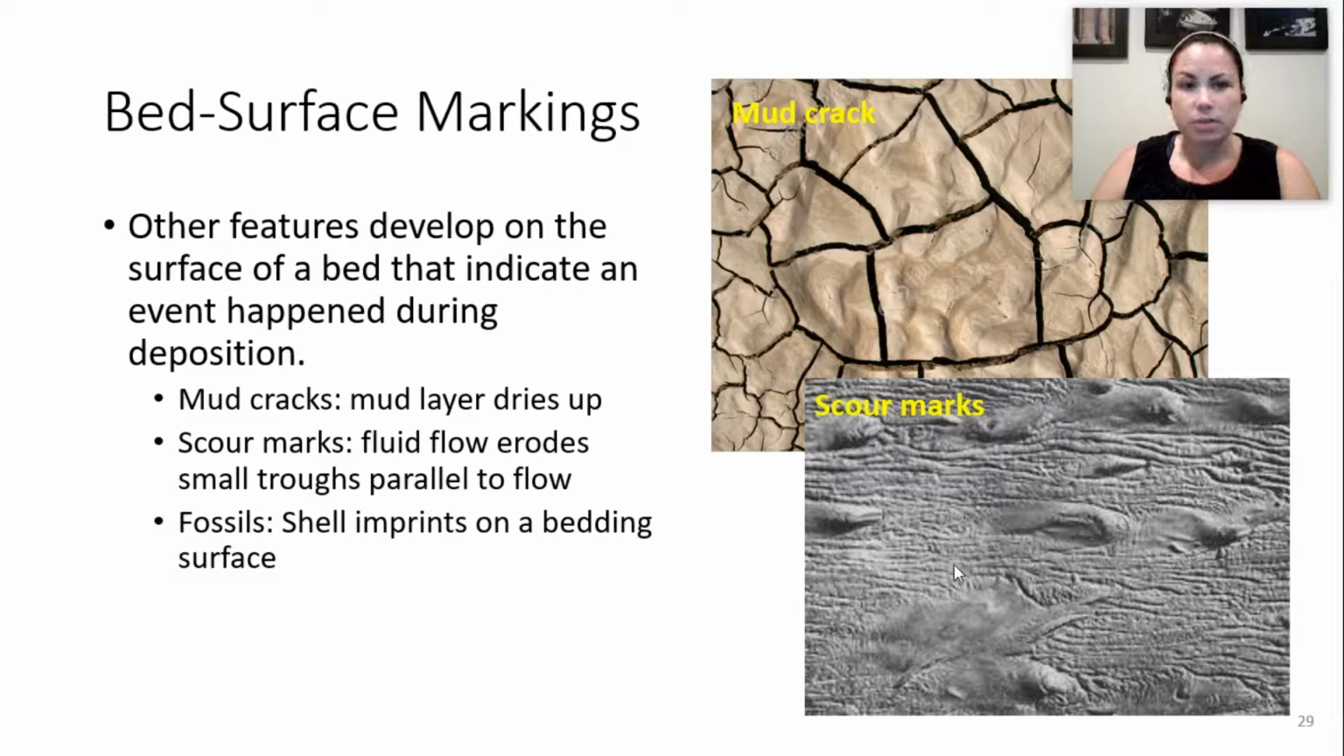Okay, so here are some other bed surface markings. We have mud cracks, and this is when we have a layer of mud or clays that dry up, and then it creates these really large cracks. Here's an example of scour marks, and this is where fluid flow erodes through troughs, and this is typically done parallel to the flow. And of course, we have shell imprints on a bedding surface, where a shell leaves its imprint.